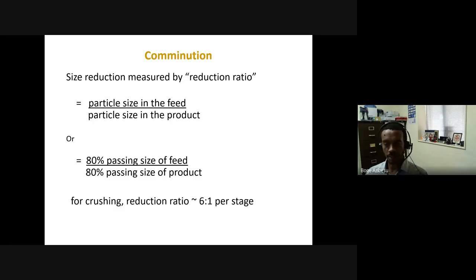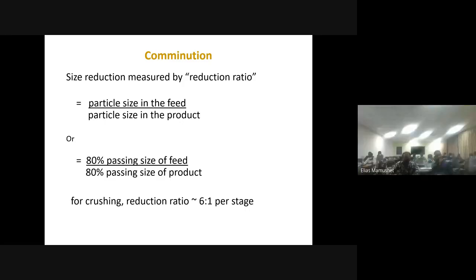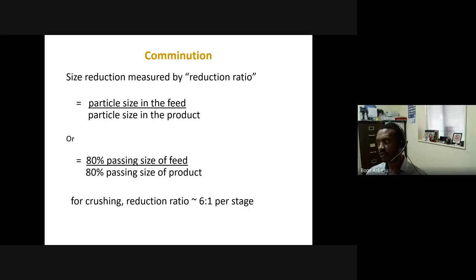Then I can determine P80 for both of them. I can work out the reduction ratio. Typically when we do crushing and grinding, especially in crushing, the ratio of the feed size to the product size is about 6:1. So in other words, you take a rock, you roughly split it into 6 pieces. So that's roughly what we expect.